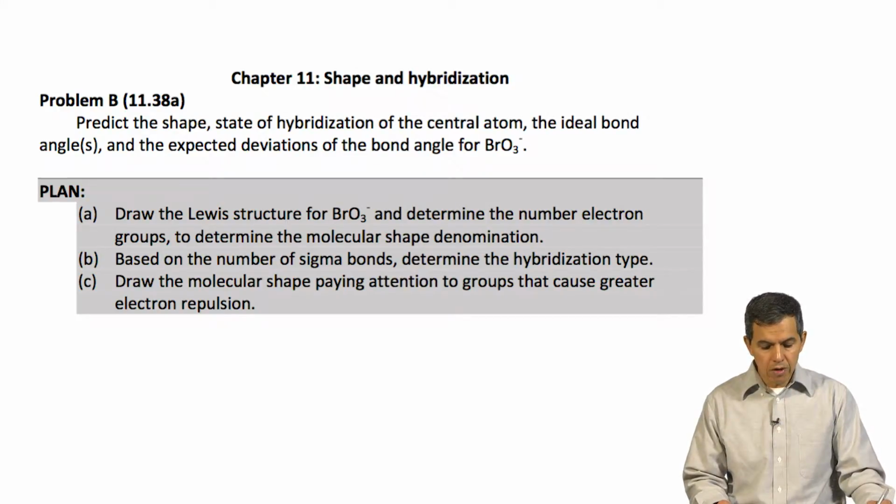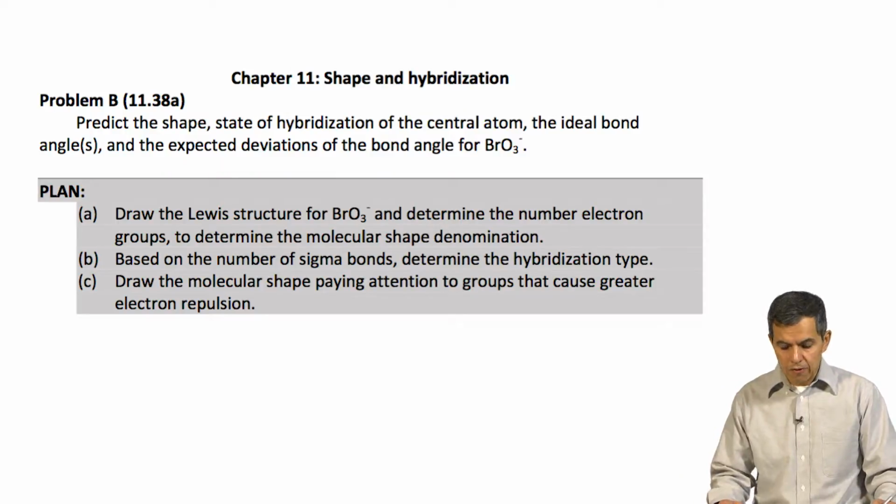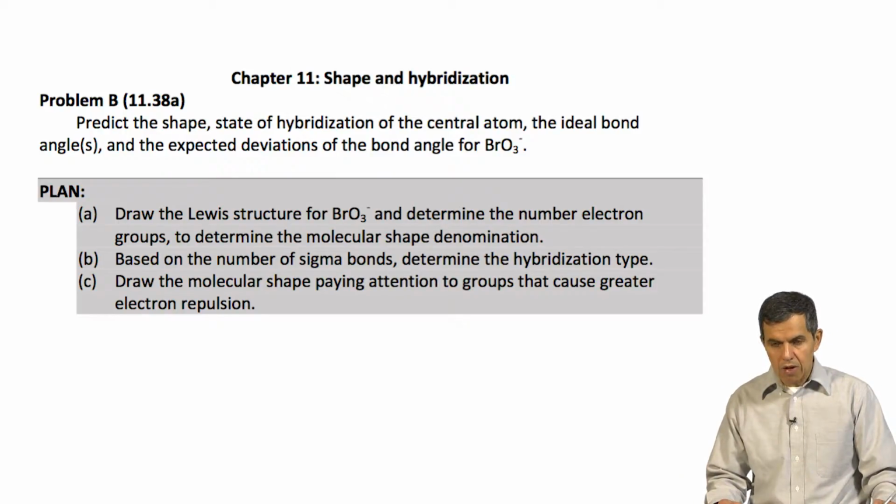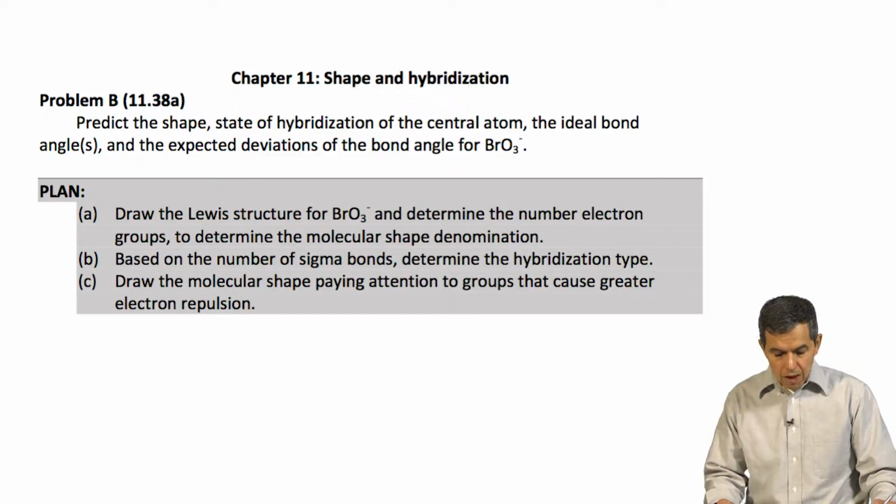for the ion of interest, BrO3-, and determine the number of electron groups to determine the molecular shape denomination. Then we're going to use this information to determine the number of sigma bonds and determine the hybridization type that we have for this particular ion. We're going to also draw the molecular shape, paying attention to the groups, because the groups are going to be indicative of the repulsion that happens between the different electron groups and the angles of relevance.